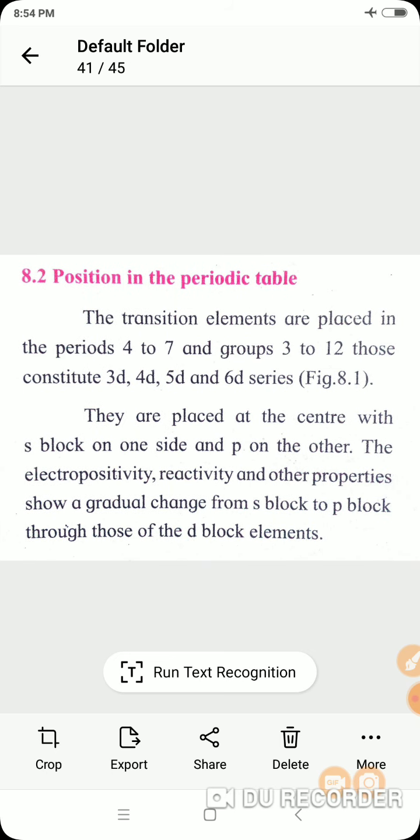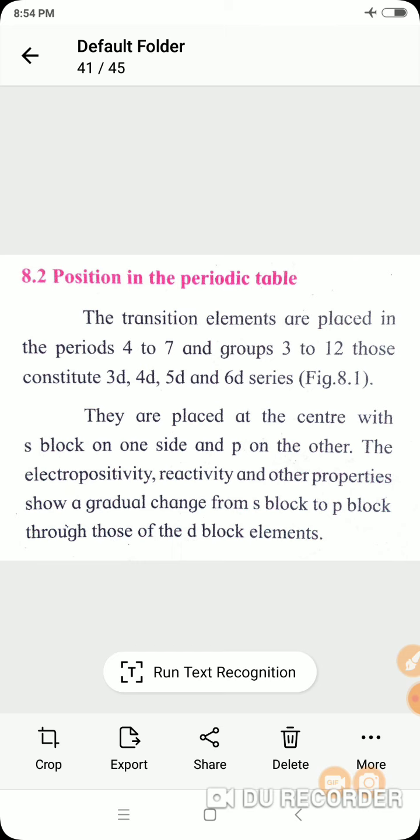Now, position in the periodic table: we already discussed that all the transition elements are placed in periods 4 to 7, that is period number 4, 5, 6 and 7, and in groups from 3 to 12. Those constitute the 3D series, 4D series, 5D series and 6D series.